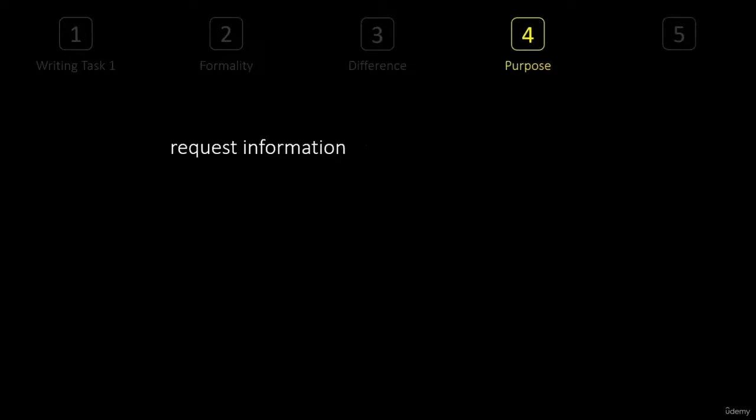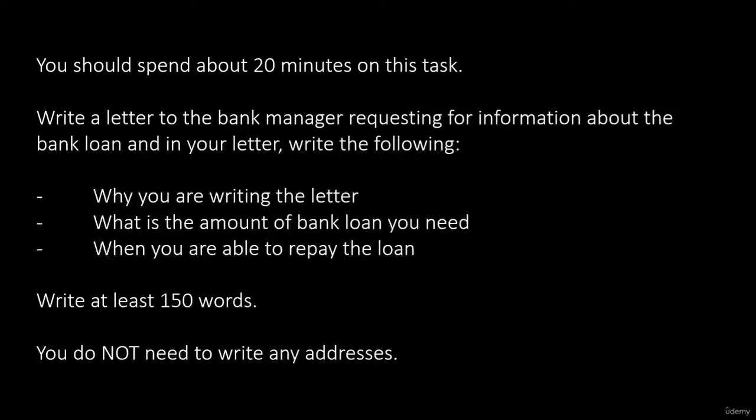When you request information, when you ask for information from somewhere, this is one kind of letter. Let me show you an example. You should write a letter to the bank manager requesting information about the bank loan, and in your letter you mention this information. You see, you're requesting information about the bank loan. One kind of information, one kind of letter you write.